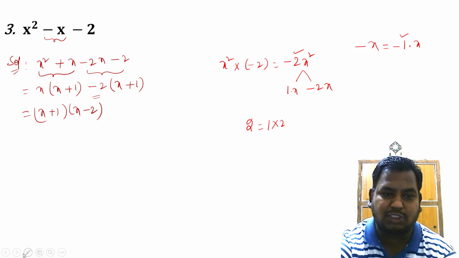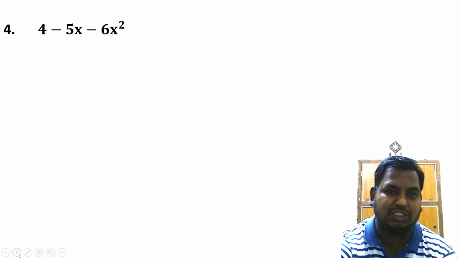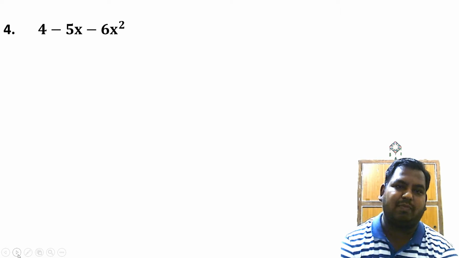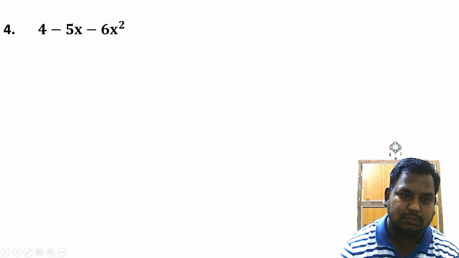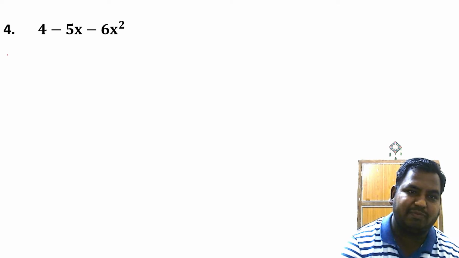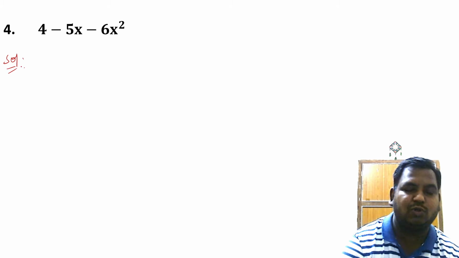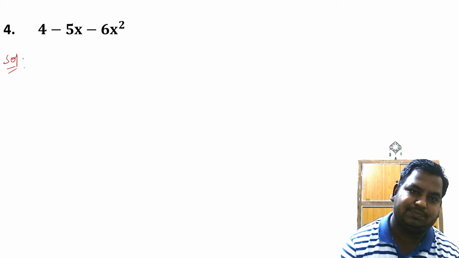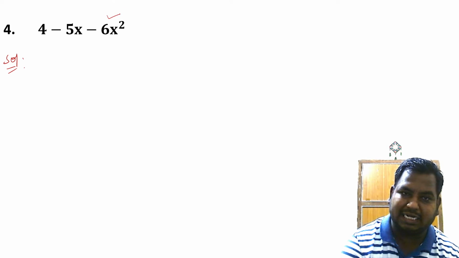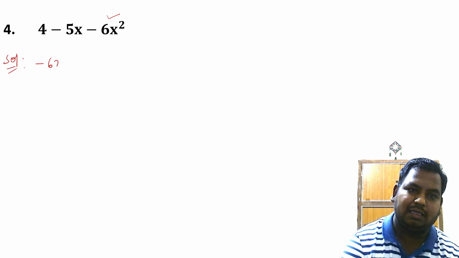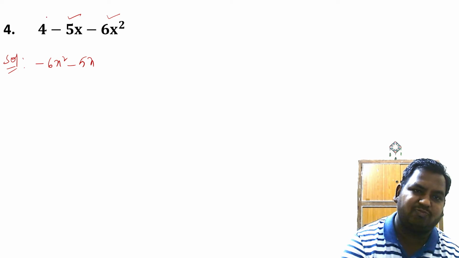Now we'll look at the next question. Question number 4. What is question number 4? 4 minus 5x minus 6x square. What is step number 1? Step number 1 is we have to arrange the terms properly. First we'll have minus 6x square. Next we'll have minus 5x. Next we'll have plus 4.